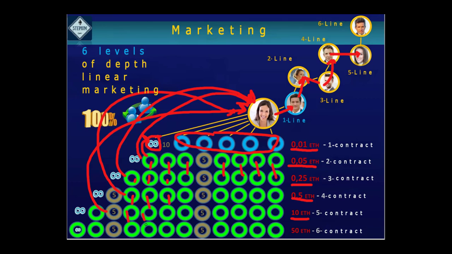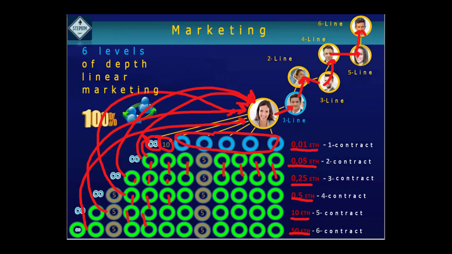When the fifth line invites the sixth line, it goes in the same step direction. That fifth line gets 0.1 Ethereums from the sixth line, the fourth line gets 0.5, third line gets 0.25, the first line gets 10 Ethereums, and you get 50 Ethereums. And this is where it kind of ends, but it doesn't really end, because then you go into reinvesting.